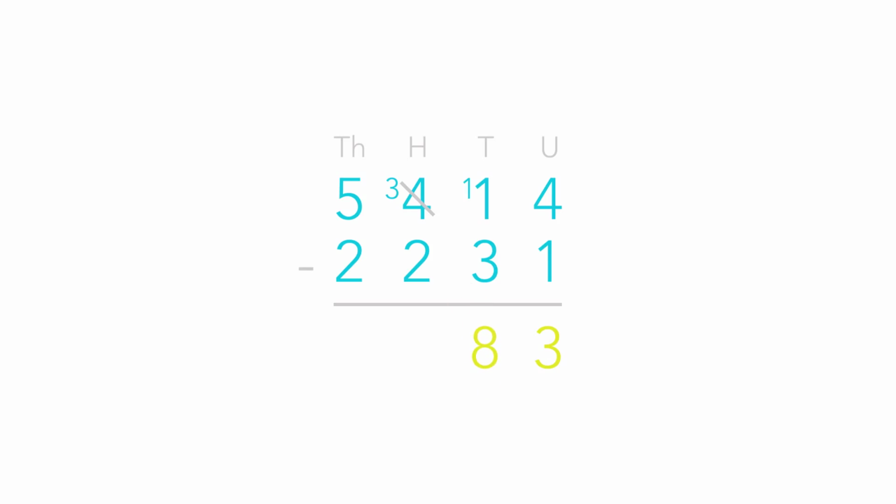under the tens. In the hundreds, I now have 3 take away 2, which is 1. So I'll write the number in below. Finally, the thousands. 5 take away 2 equals 3. So 5,414 take away 2,231 equals 3,183. Now it's your turn. Have a go at subtracting 3,651 from 5,721.